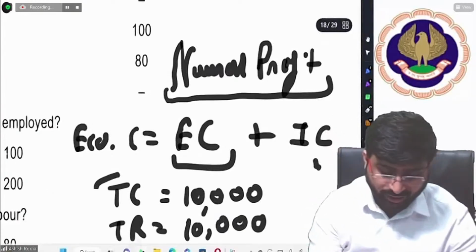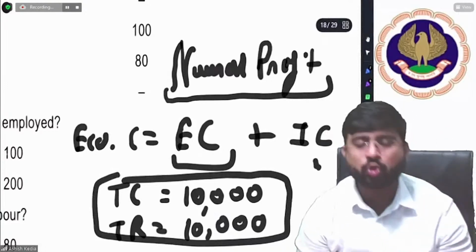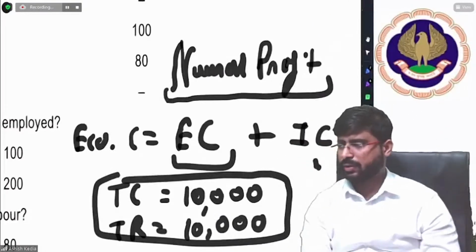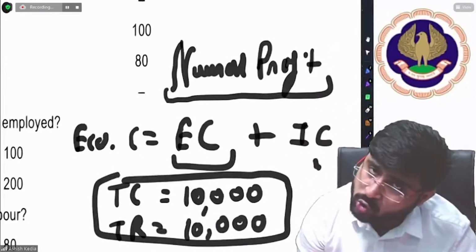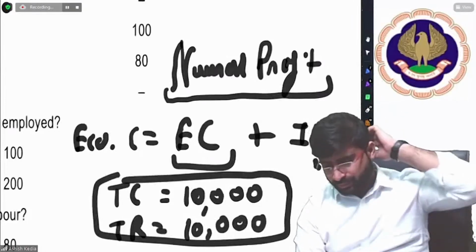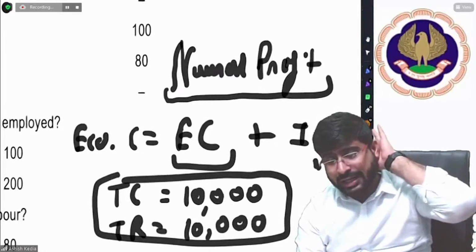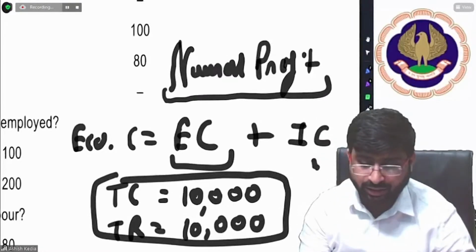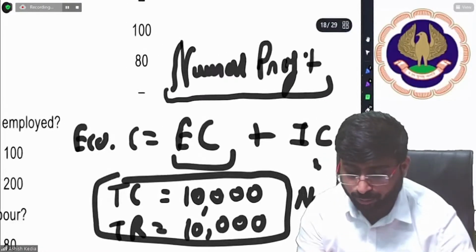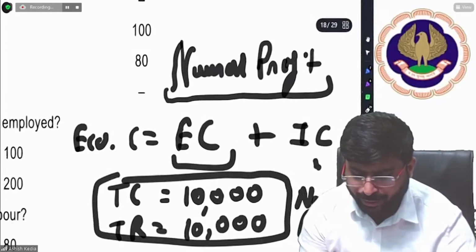So my dear friends, when total cost is equal to total revenue, please pay attention. When total cost is equal to total revenue, that, my dear friends, is called a situation of normal profit. Sir, it is also called break even, right?